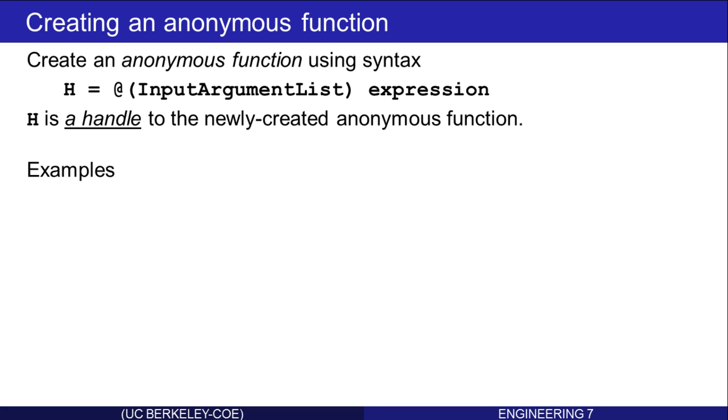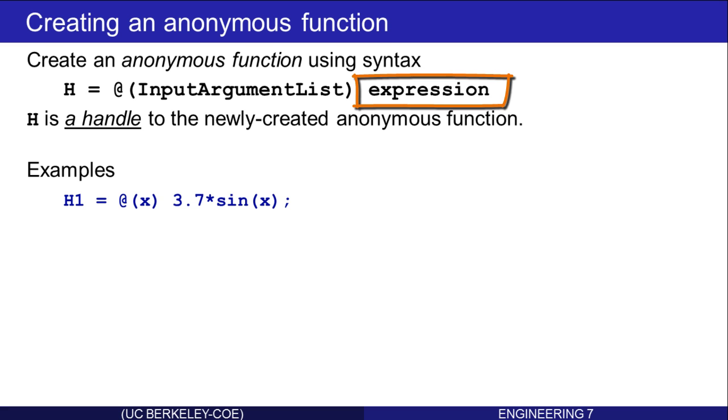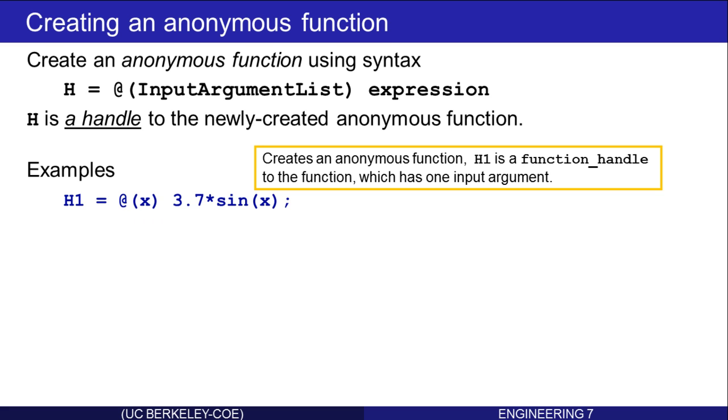Let's do this on a simple example. In this case, the input argument list is a single input argument. Here, the letter x is used. Then the expression, which depends on the input argument, is 3.7 times sine of x. That defines the function in terms of its single input argument. In this example, x is a dummy variable and can be replaced by any legal variable name. This assignment both creates an anonymous function and returns a handle to that function.